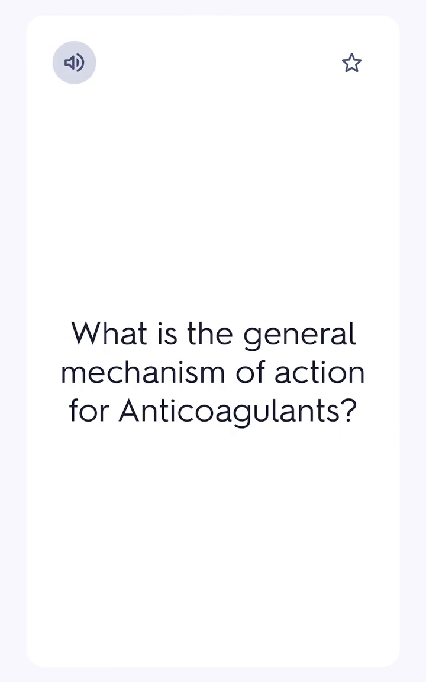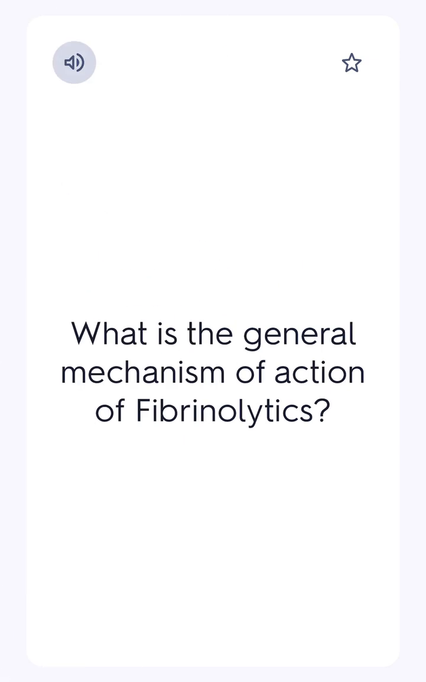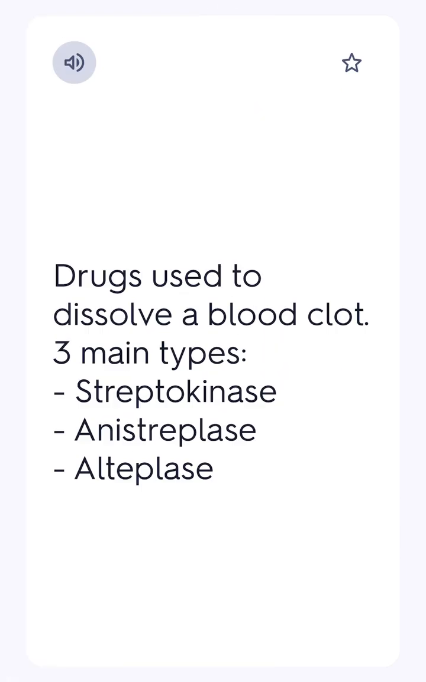What is the general mechanism of action for anticoagulants? Drugs that inhibit blood clot formation, used for acute coronary syndrome, acute embolic and thrombotic strokes, pulmonary embolism and deep venous thrombosis. What is the general mechanism of action of fibrinolytics? Drugs used to dissolve a blood clot. Three main types: streptokinase, anistreplase, alteplase.